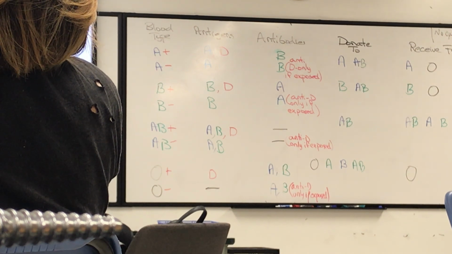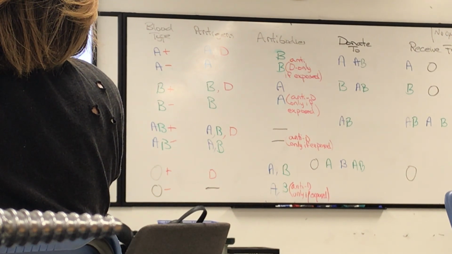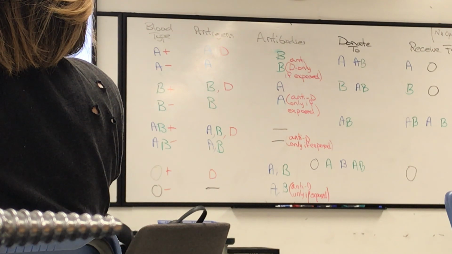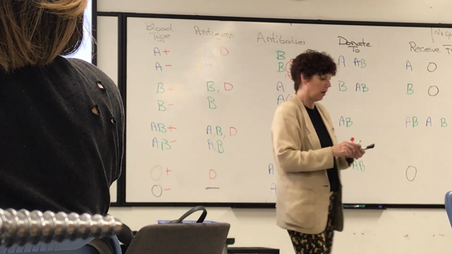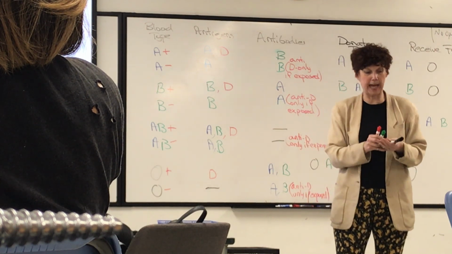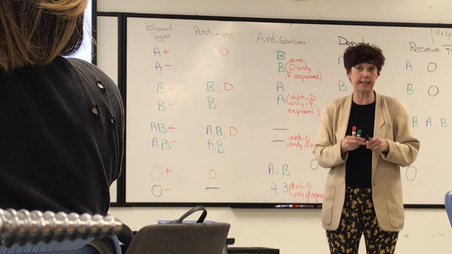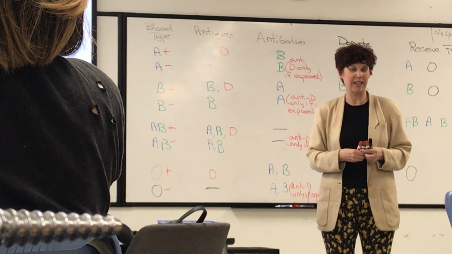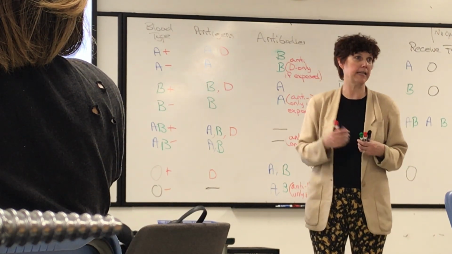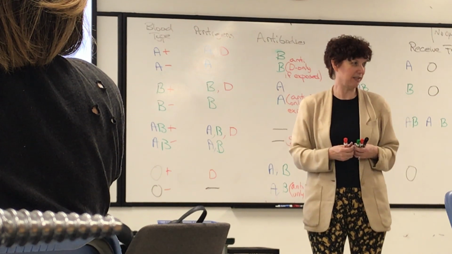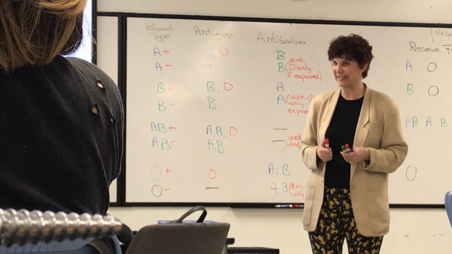The second exposure, yeah. All right, so before we look at donate to and receive from, we need to think about the fact that we don't want to cause someone who is negative to have a primary immune response and develop the antibodies. So we want to keep them virgin in that sense.